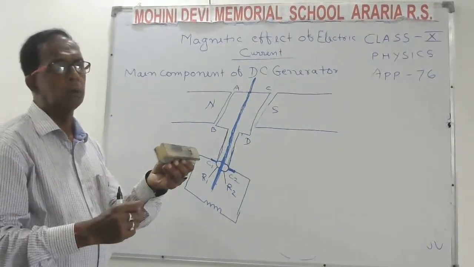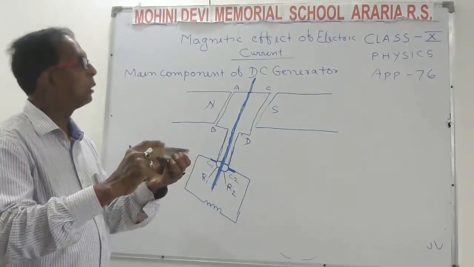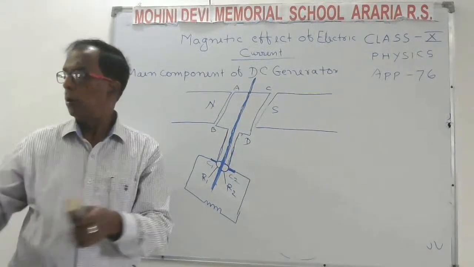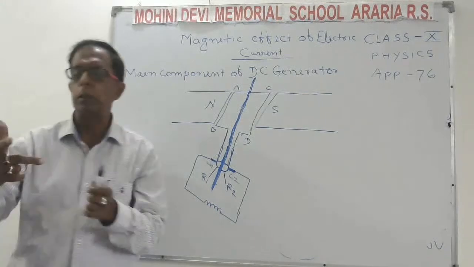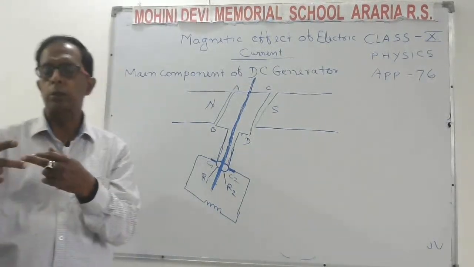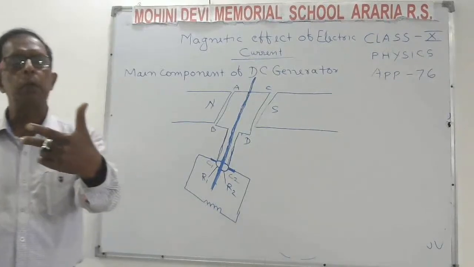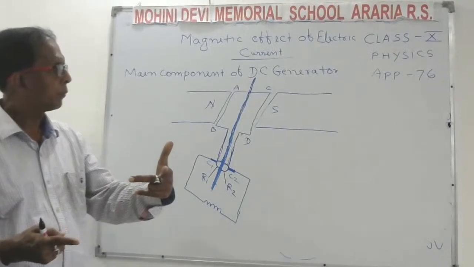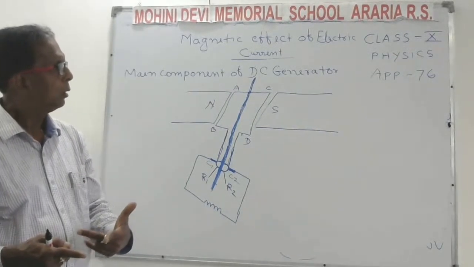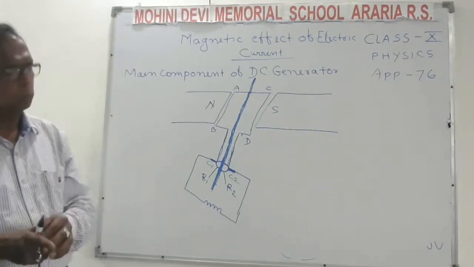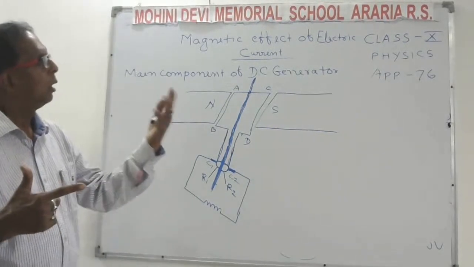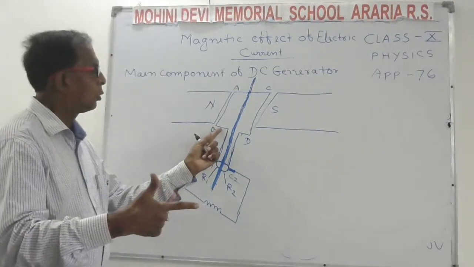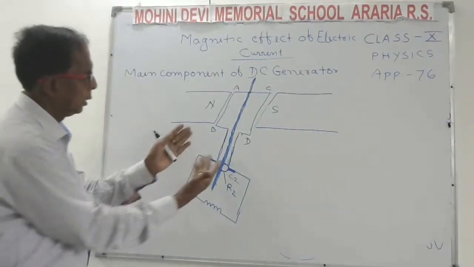Then what is the direction of the force? This is a generator, so you have to apply the right hand. With the right hand the current direction is found, and with the left hand the force direction is known. For a DC generator, the right hand is applied, not the left hand.